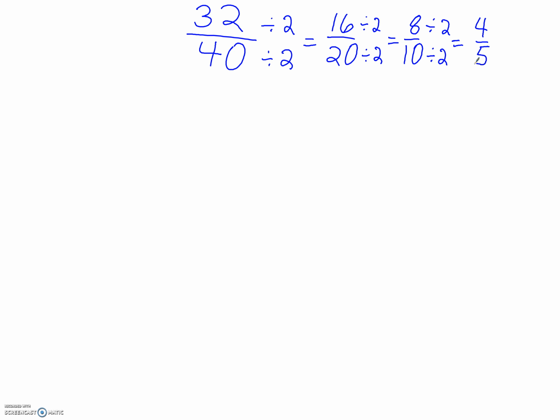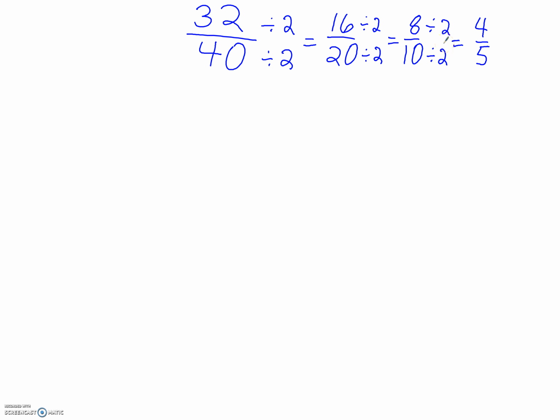Now, I'm looking here. I see 4 is even, but I have an odd number for my denominator. It's 5, and 5 also, we've been over, is a prime number, so its only factors are 1 and 5. The numerator and the denominator can no longer be divided by the same number, so we are in simplest form. Now that took us 1, 2, 3 times to divide.